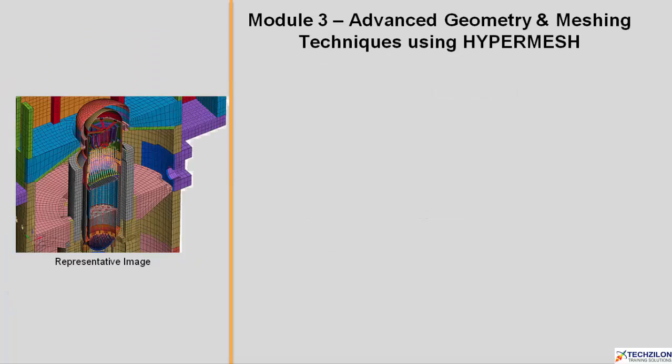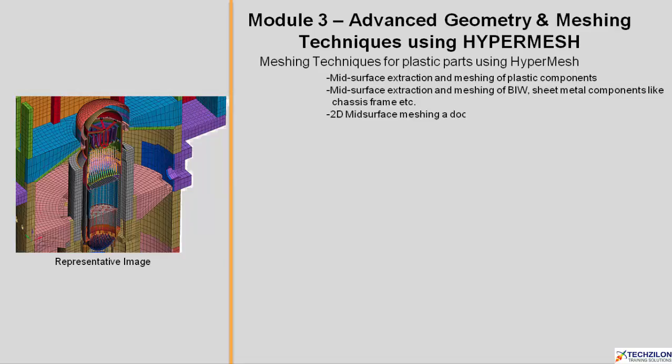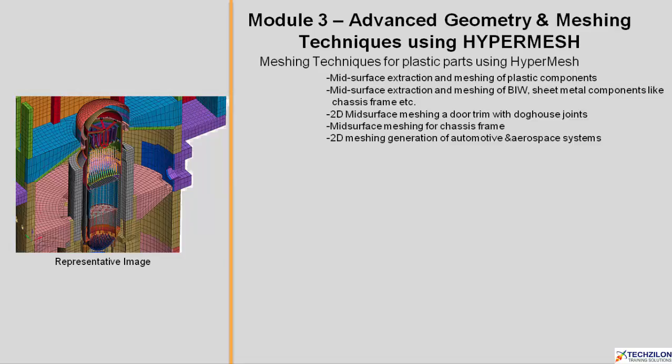Under Module 3, you will learn about the advanced geometry and meshing techniques using HyperMesh. You will learn about meshing techniques for plastic parts using HyperMesh, under which we will learn about mid-surface extraction and meshing of plastic components, mid-surface extraction and meshing of BIW sheet metal components like chassis, etc., 2D mid-surface meshing, a door trim with doghouse joints, mid-surface meshing for chassis frame, and 2D mesh generation of automotive and aerospace systems.